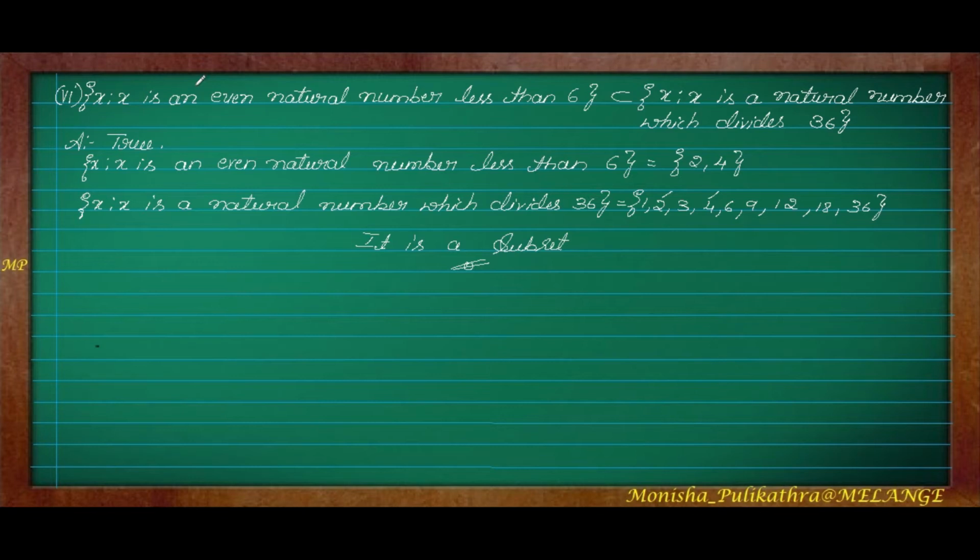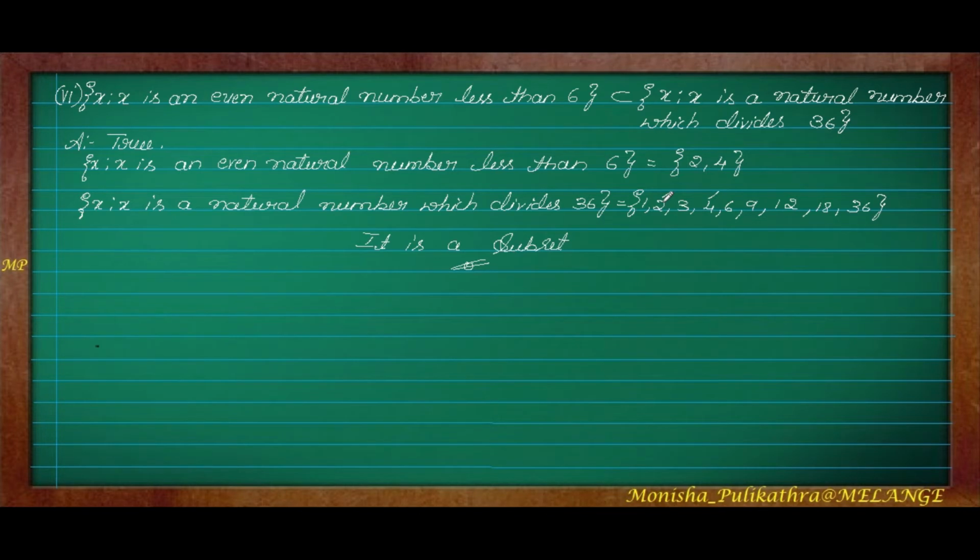Here the first set is x is an even natural number less than 6. Okay, even number and a natural number less than 6 it should be. So x is an even natural number less than 6 is 2 and 4, because 2 and 4 are the even numbers which are less than 6. The next set is x is a natural number which divides 36. So here x should be a natural number and that natural number should divide 36. So those numbers are 1, 2, 3, 4, 6, 9, 12, 18 and 36. So these are the natural numbers which divide 36.